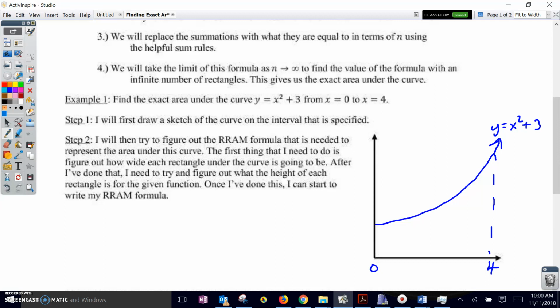Now I need to figure out the RRAM formula that we're going to use to represent the area under this curve. Well, first of all, in order to find RRAM, I need the width of each of the rectangles. We talked before that the width of each rectangle is just the width of the interval divided by the number of rectangles. So the width of each rectangle here is going to be 4 divided by n, because our interval is 4 units wide and we're subdividing it into n rectangles.